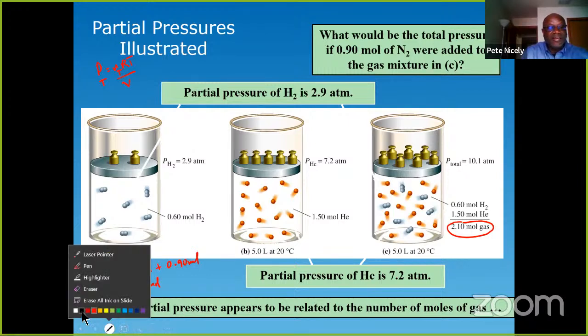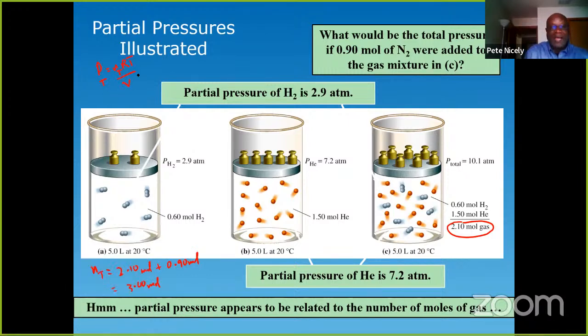Let me change the color here again. And that would be equal to 3.00 moles times 0.0821 liters atmospheres over mole Kelvin times the temperature, which is 20 degrees, which is the same thing as 293 Kelvin, all divided by the volume, which is 5.0 liters. And whatever that gives, that would be the answer.